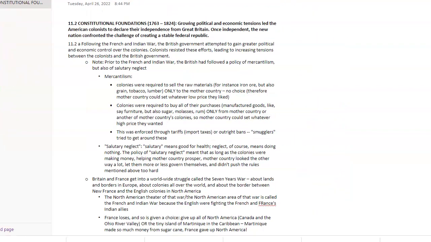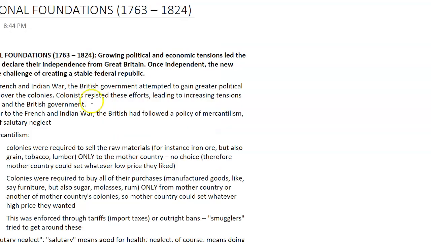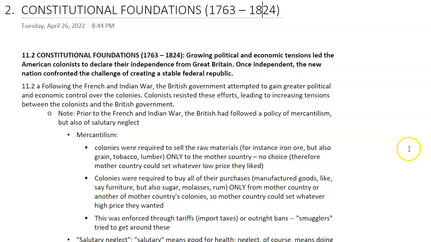Okay, let's pick up then with this part. So let's pull up just a bit here, and there we go. Constitutional Foundations, 1763 to 1824. You see that time period straddles from the French and Indian War through the American Revolution and into the early years of the Republic. So there's quite a big chunk here.